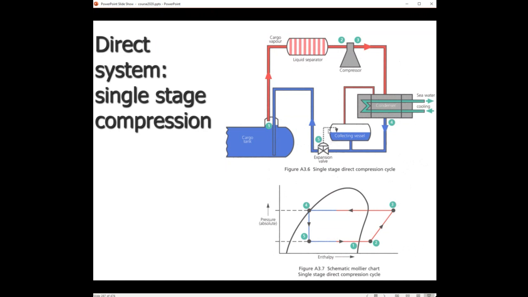So the level controller will always keep the same level in the collecting vessel by adjusting the opening of the expansion valve. And in that way, we make sure that at the entrance of the expansion valve, there is only liquid. And then that expanded liquid goes back to the tank.